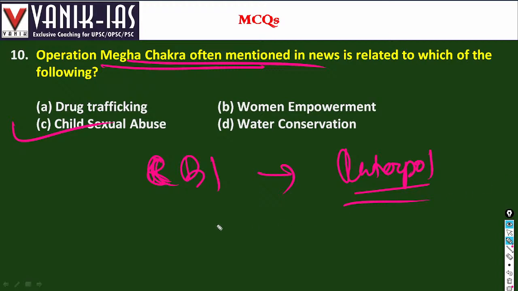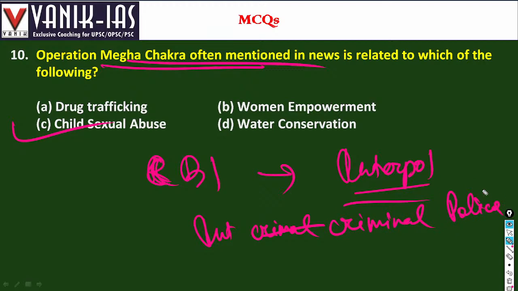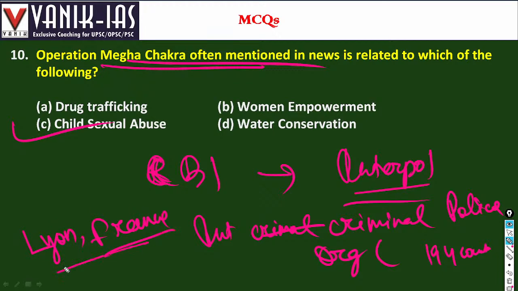Remember, CBI is the nodal agency for Interpol. Interpol is the International Criminal Police Organization. It's an intergovernmental organization that coordinates among the police forces of 194 countries. So CBI is the nodal agency for Interpol in India. The headquarters of Interpol is in Lyon, France.